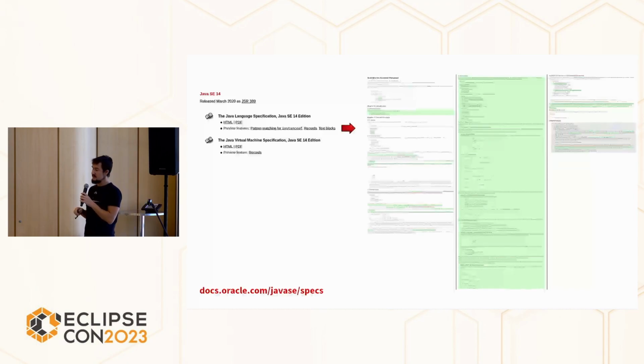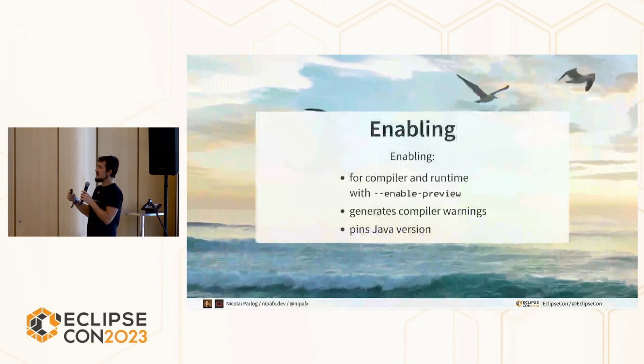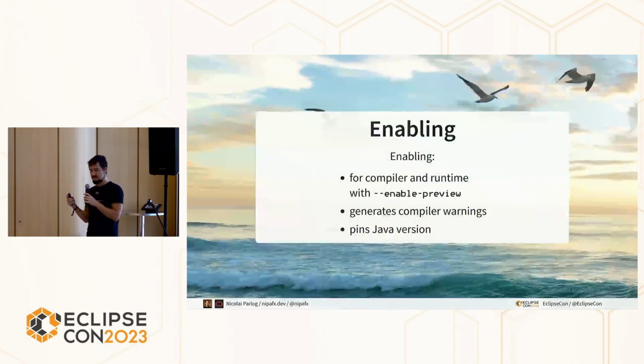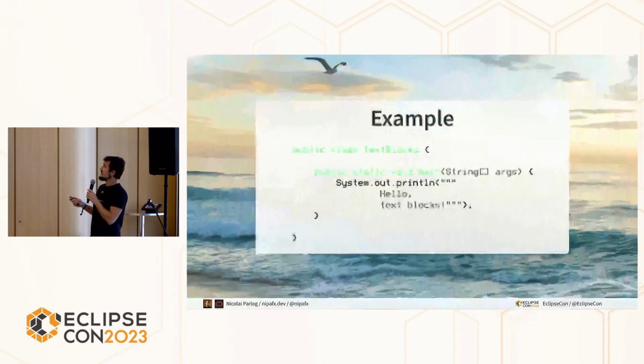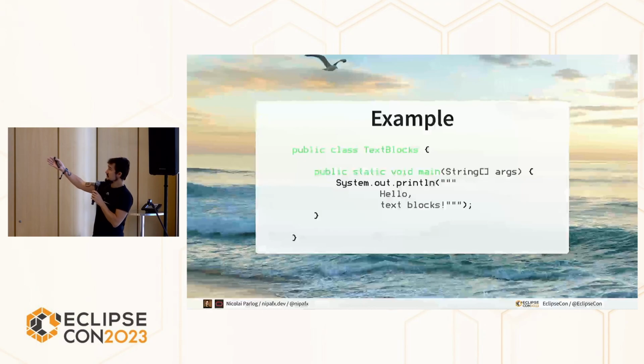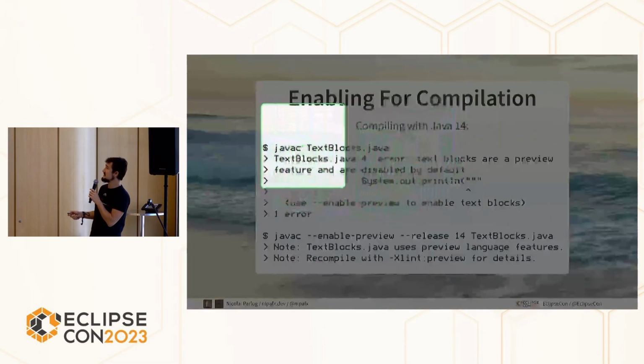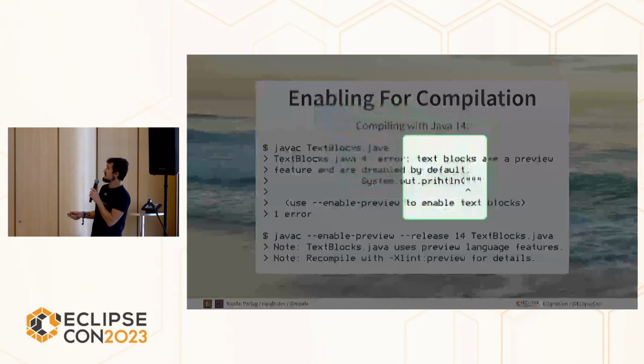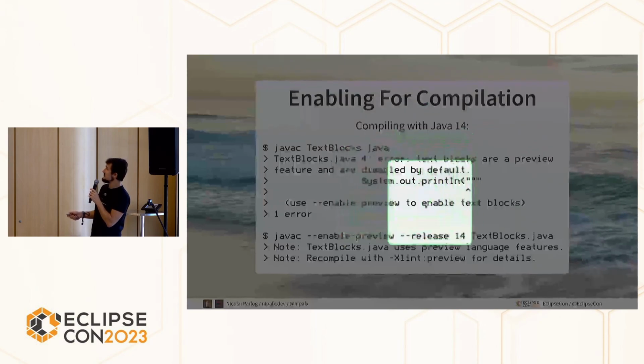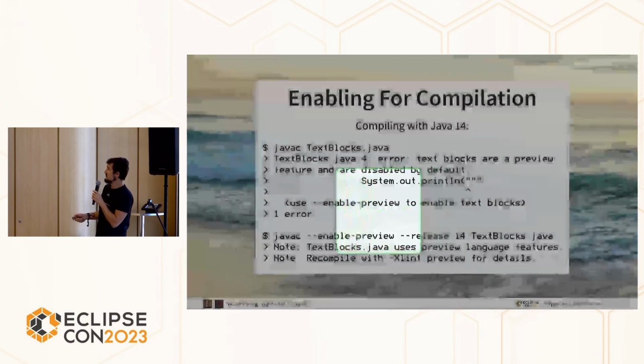And I said it's also implemented, but you need to unlock it. We're going to talk in a second about why that is the case. Let's talk about how at the moment. So when I have this example of a text block, that is what would work since Java 15. This just works. But let's say I was on Java 14, and I'll try to compile this with Java 14. I would say javac text blocks, and I would get an error that says text blocks are a preview feature and are disabled by default. Use enable-preview to enable text blocks.